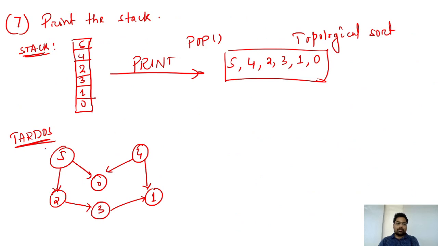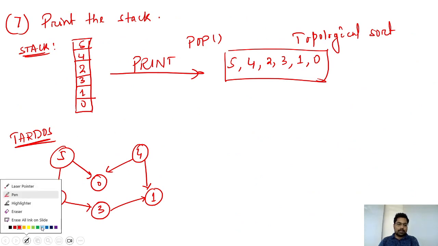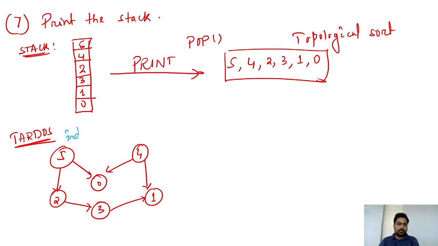Clear? So here the in-degree, I'm just changing the color. Verify that one. Okay, here in-degree is 0, here in-degree is 0, here in-degree is 2, here in-degree is 1, here 1 and here 2. So as per this, 5 will be deleted. Suppose let's delete the 5.